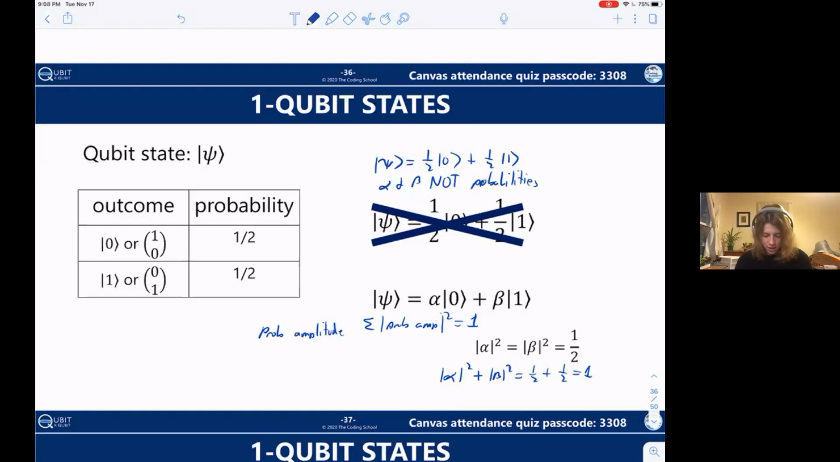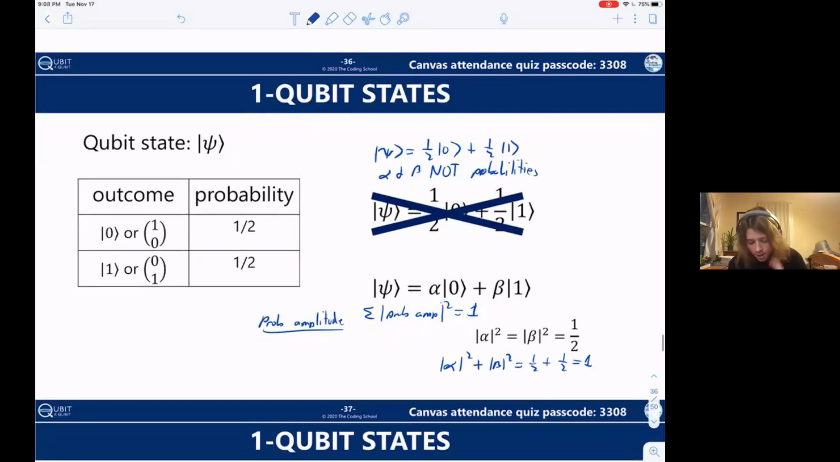So this is how you describe a probability amplitude, and the prefactor on each of these states is always going to be your probability amplitude. So in this case, our alpha itself is 1/√2, 0 plus 1/√2, 1. And if you wanted to represent it as a vector instead, you could take this as 1, 1 over √2.